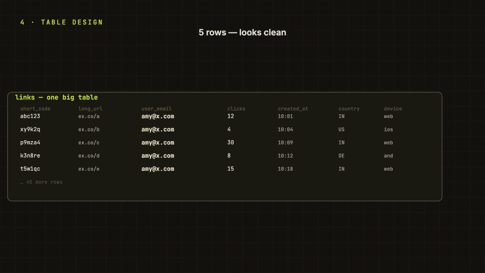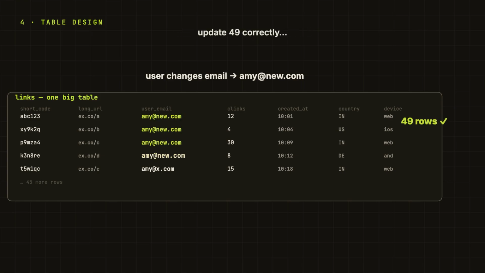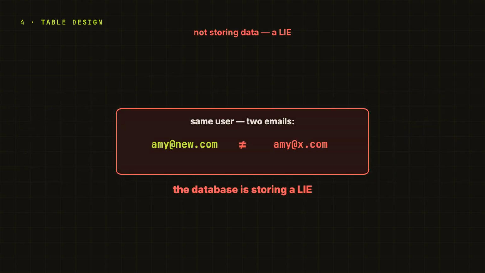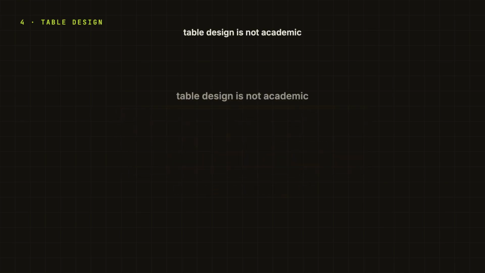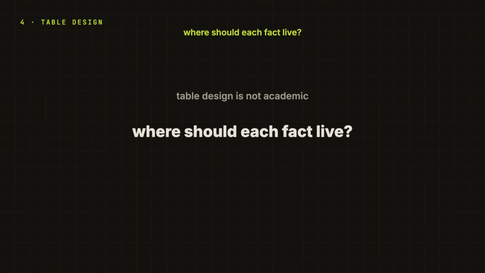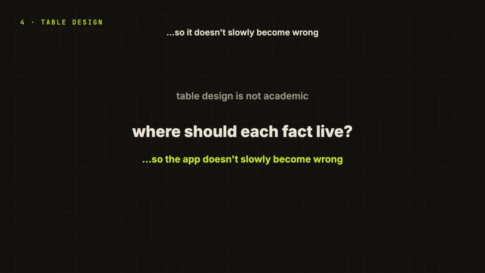For 5 rows, it looks clean. But now the user changes their email. That email is copied in 50 link rows. Now we update 49 correctly but miss one. Now the database is not just storing data, it is storing a lie. So table design is not academic. It is not just drawing boxes for fun. The question is, where should each fact live so the app does not slowly become wrong?